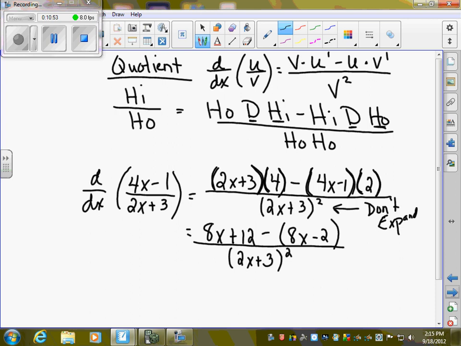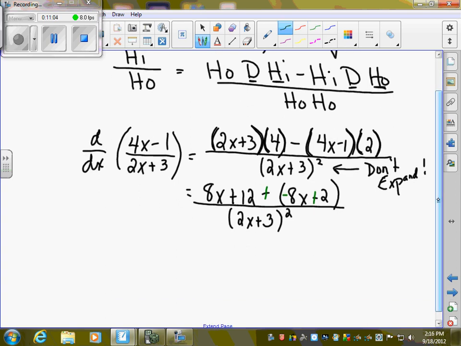Okay, so don't expand that. All right, and now we're going to change this minus to plus, and then the opposite. And then what you're going to find a lot of times, so don't panic when it happens, a lot of times what's going to happen here is there's going to be some stuff on the numerator that will cancel out, simplify. Positive 8x and negative 8x will simplify.